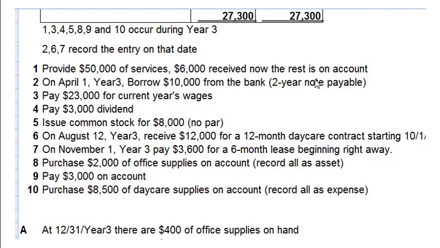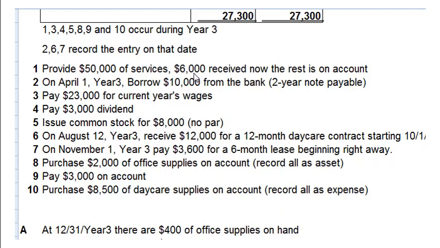Here we see that Sample Daycare provided $50,000 worth of daycare services. Again, this is throughout their year. $6,000 was received as the services were done, and the rest of that was earned on account. So we know that cash will go up by $6,000. Record this transaction yourself, pause, and then come back and see if we do the same thing.